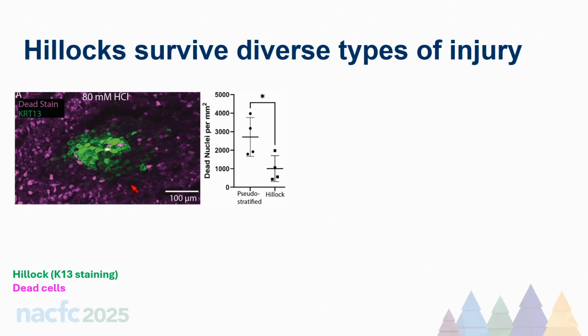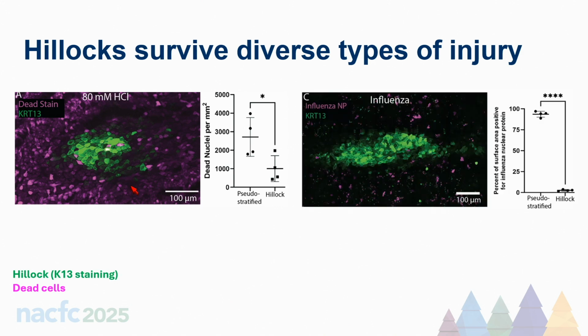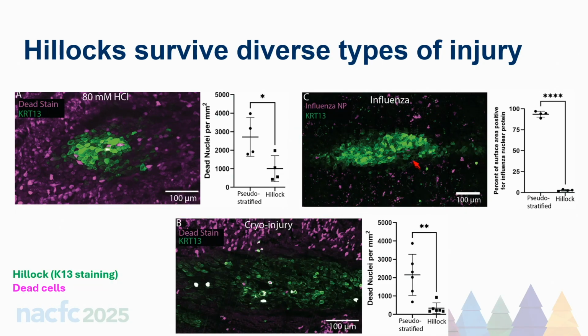Another injury that we commonly see in the airway is viral infection. So influenza infection. Here we see the pseudostratified epithelium is infected by influenza, while not really the hillock. And we looked at another injury, cryo injury, where we spray the airway epithelial surface with liquid nitrogen. The cells around the hillock, the pseudostratified, die, while the majority of the hillock survives. And so the hillock survives a diverse type of injury.